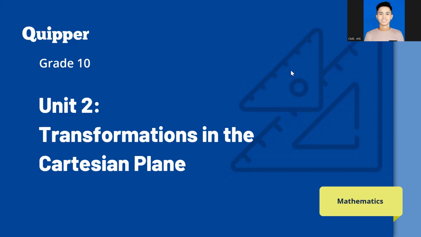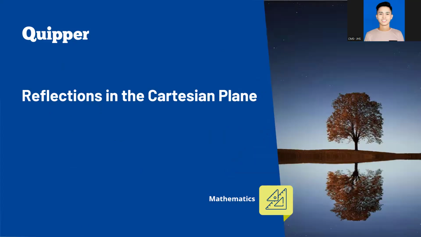Okay, so we're still in Unit 2, transformations in the Cartesian plane, but in this case, we're going to have reflections in the Cartesian plane. We're done with translation. Remember translation? We don't change the size or shape of the figure given. We just slide the figure. Can you still remember that? Translation, we are just sliding the figure.